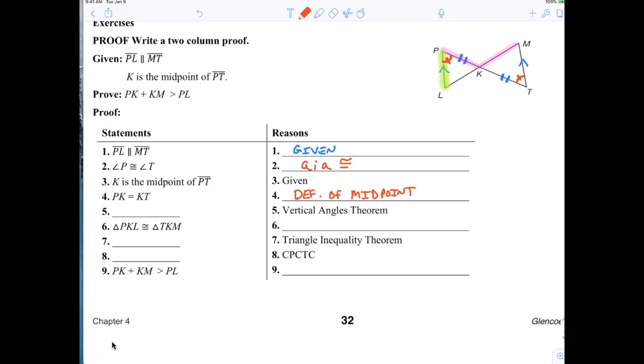Now, it's telling us that we have vertical angles, so we should be fine with that. So someone tell me. Angle PKL is congruent to angle MKT. Those are vertical angles. Now let's go ahead and mark that just to make sure. And now we can say the triangles are congruent. So triangle PKL is congruent to triangle TKM by angle, side, angle. I'm pretty happy with that.